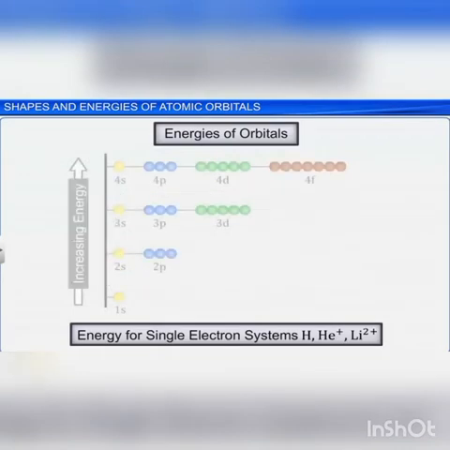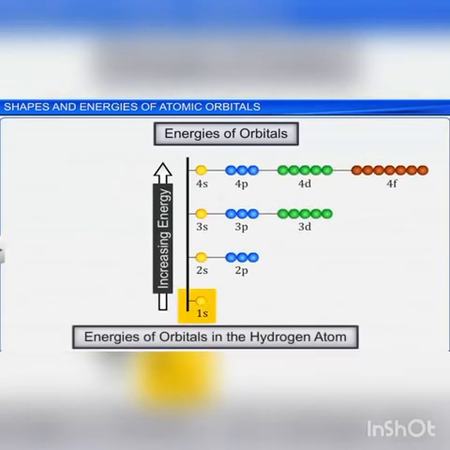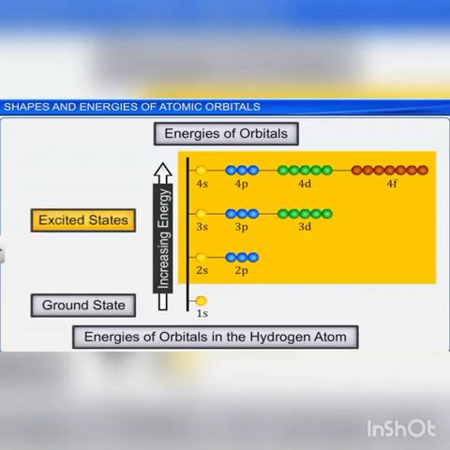For example, the energy of an electron present in 3s, 3p, or 3d remains the same, irrespective of it having different values of azimuthal quantum number. 1s in the hydrogen atom represents the most stable state for the sole electron and is called the ground state. The energy states with n greater than 1 represent the excited states for the electron in the hydrogen atom.